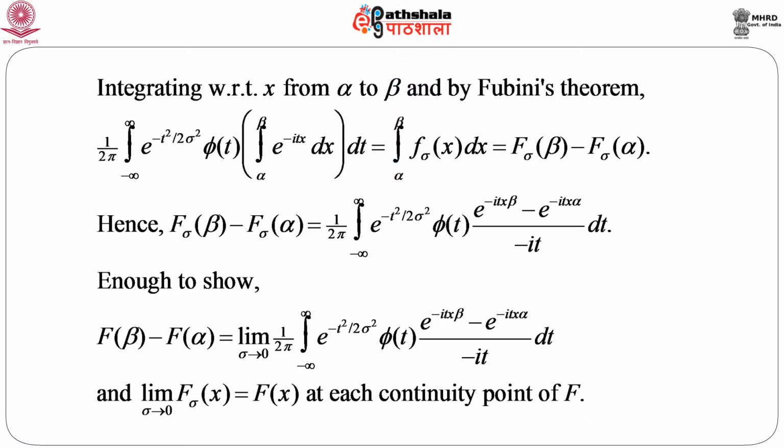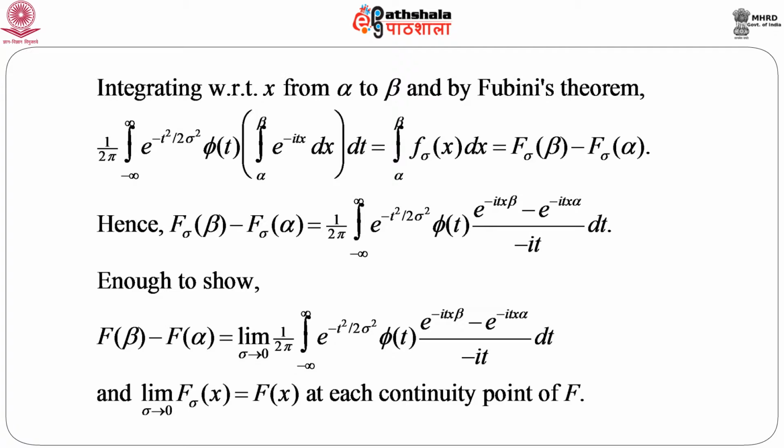As we know that this entire quantity is f sigma, so we can immediately write, after changing the order of integration by Fubini's theorem, that the integral from alpha to beta of f sigma x dx, which is nothing but capital F sigma beta minus capital F sigma alpha. So, what we get is capital F sigma beta minus capital F sigma alpha is just this entire integral, and if we evaluate this integral, we will get this expression.